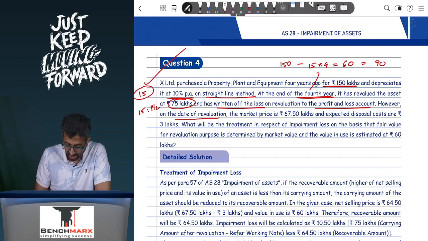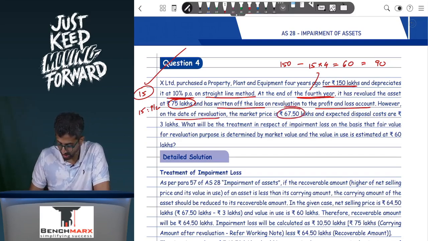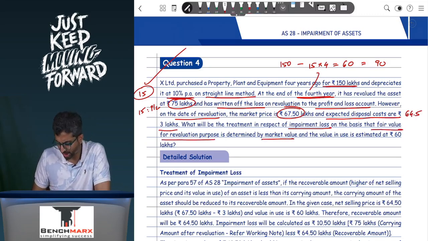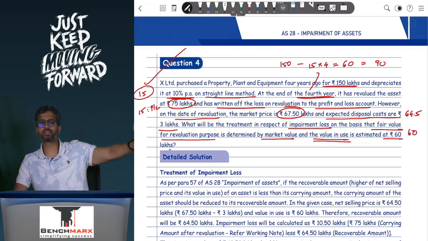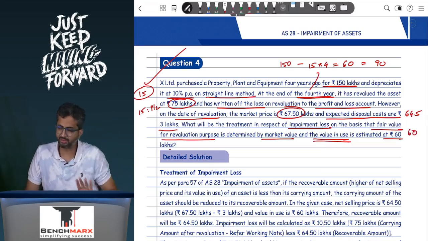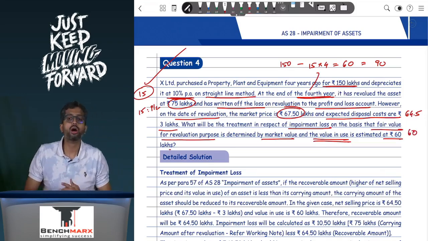However, on the date of revaluation, the market price is 67.5 and expected disposal costs are 3 lakhs. So net selling price will be 64.5, 67.5 minus 3. What will be the treatment in respect of impairment loss, on the basis that the fair value for revaluation purpose is determined by market value and the value in use is estimated at 60 lakhs. Now, how that 75 was calculated, we don't know, but however it was calculated, it is done. Your ledger shows the 75 balance and you have already taken the 15 to the P&L.